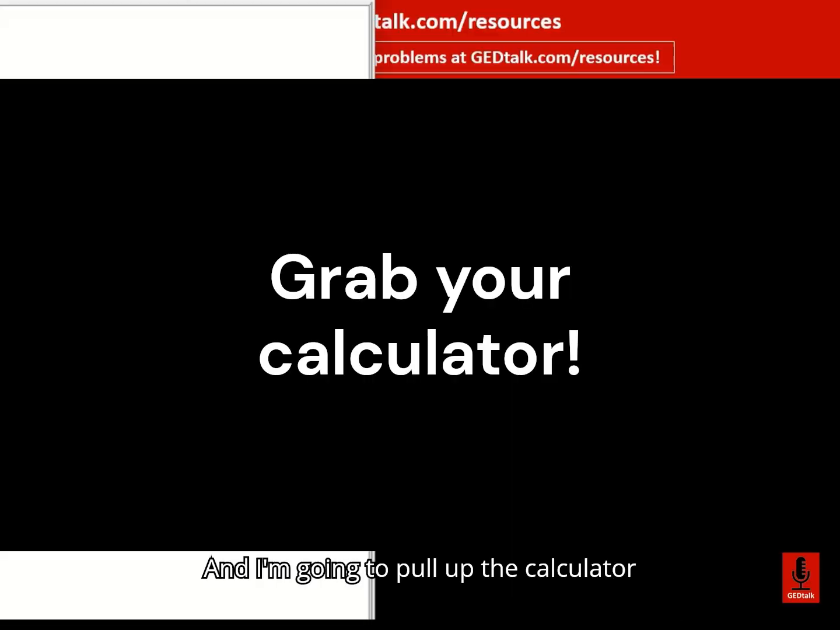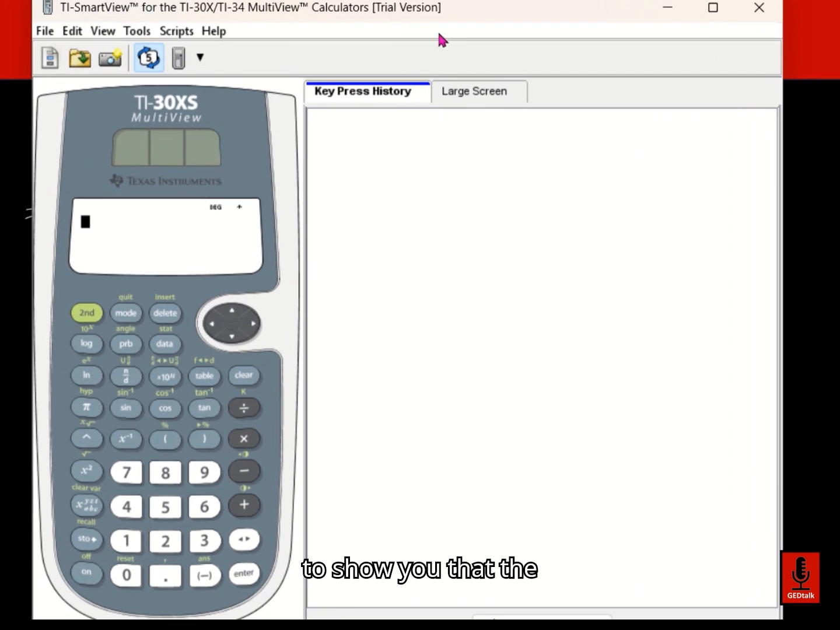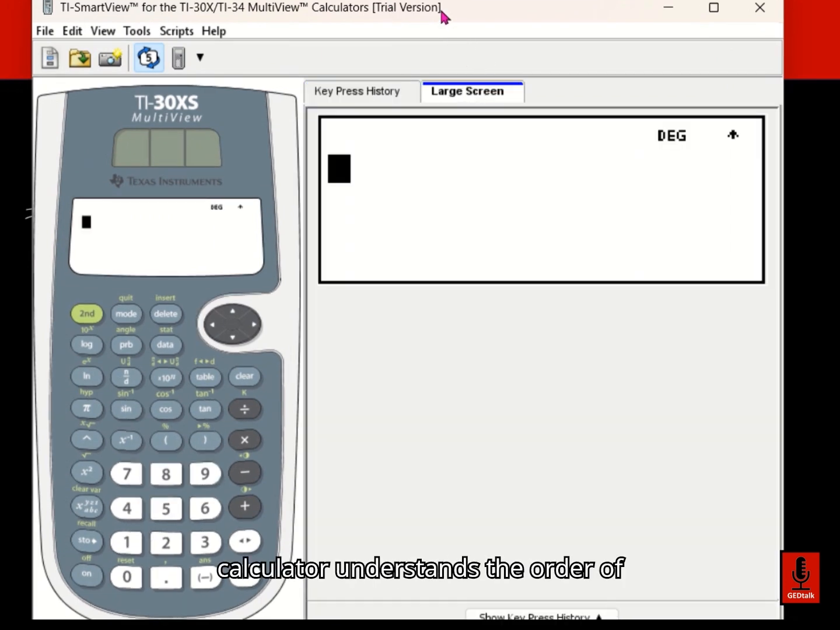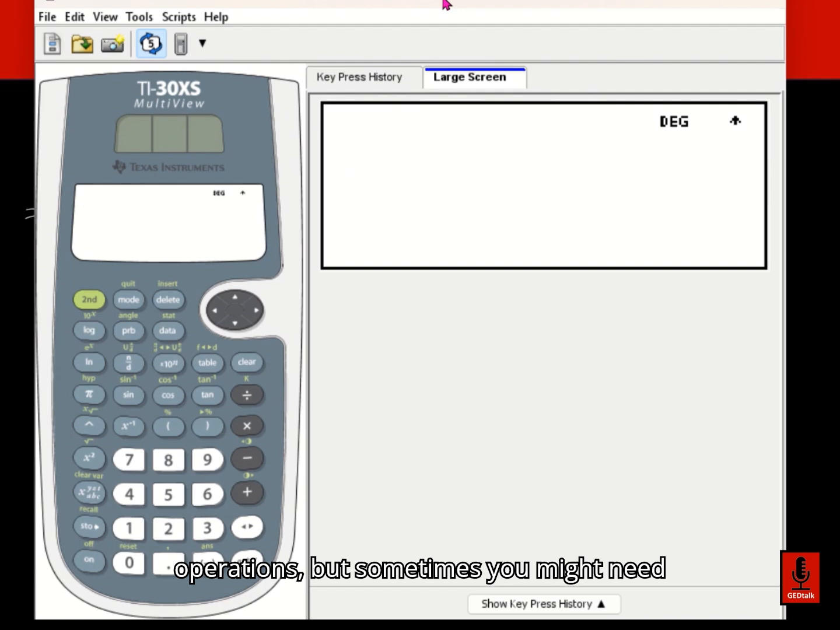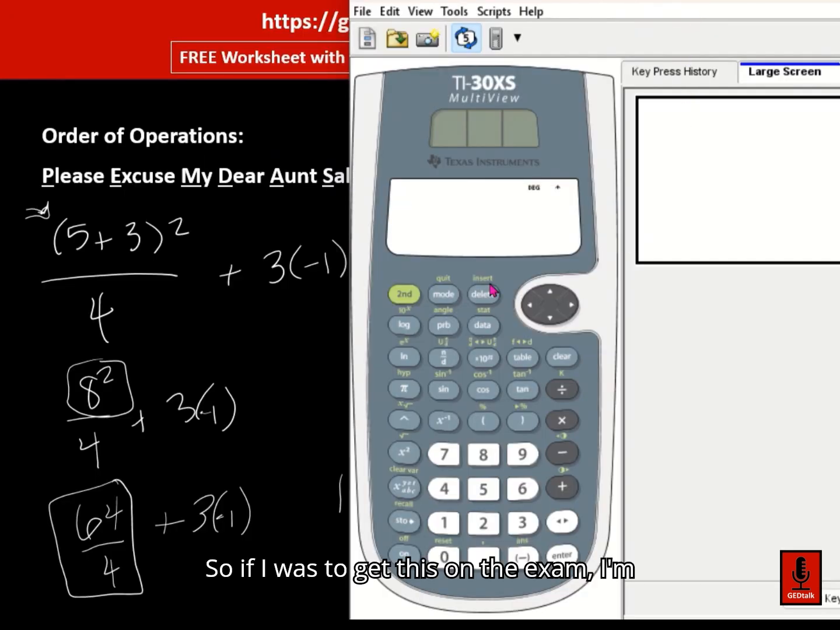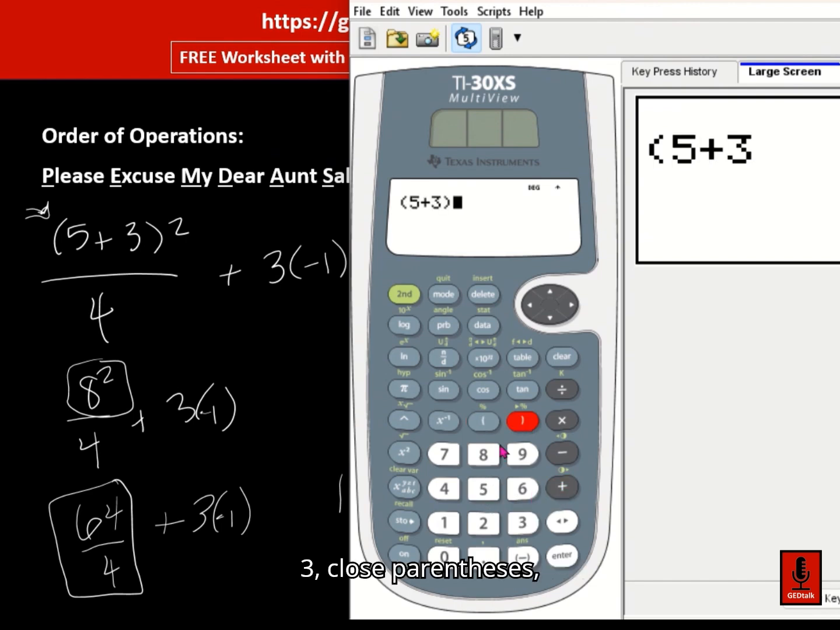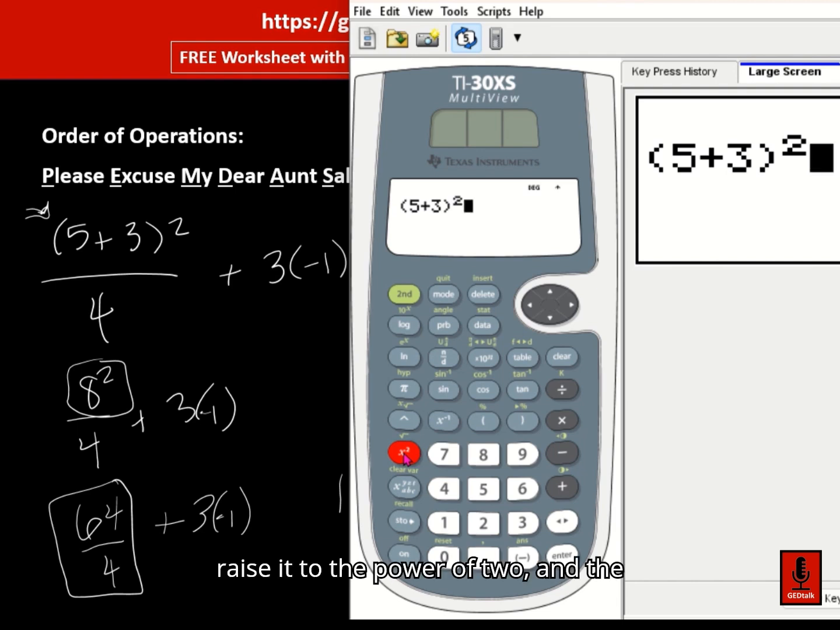And I'm going to pull up the calculator to show you that the calculator understands the order of operations, but sometimes you might need to help it out. And sometimes you're going to notice that, hey, whatever you saw or whatever you were given on the exam as far as the equation or the expression is concerned is what you're going to input into your calculator. So if I was to get this on the exam, I'm going to do open parentheses, 5 plus 3, close parentheses, raise it to the power of 2, and the calculator has a specific button when you want to square things.